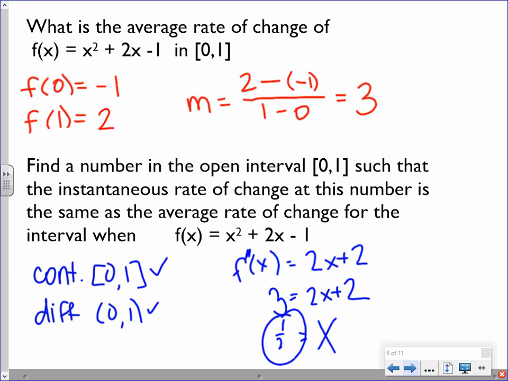Okay. Yes, in this case, 1/2 is in the middle of our interval, but that's not going to be a thing that happens very often. On a parabola, our slopes are changing at a constant rate. All right, let's try another example.